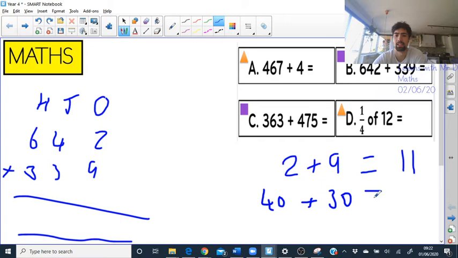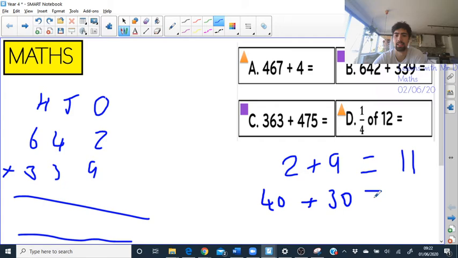1 add nothing is 1. 10 add 70 is 80. And 900 add nothing is 900. 981. So that's your expanded method where you do every little part on its own. You take each column separately and then add it up at the end. Column method, you can do all of that in one go.